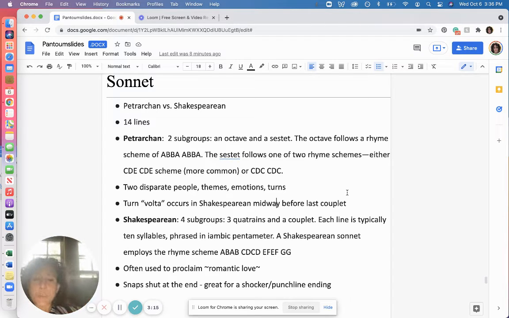For a Shakespearean sonnet, there's 4 subgroups. You've got 3 quatrains, so 3 four-line stanzas, and then a couplet, a 2-liner at the end. And right before that couplet, you want to have some kind of a weird turn and you want to have some disparity. You want to have different forces at work.